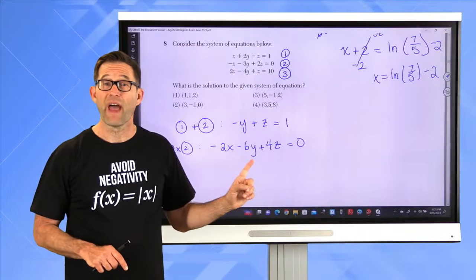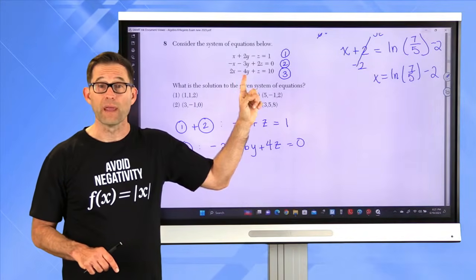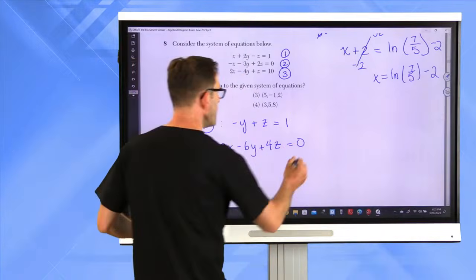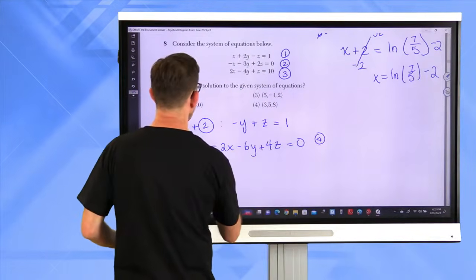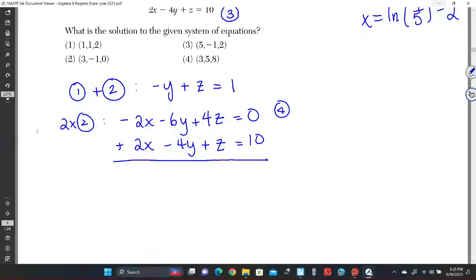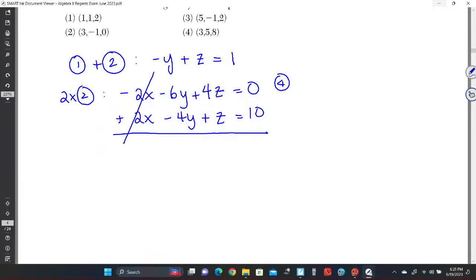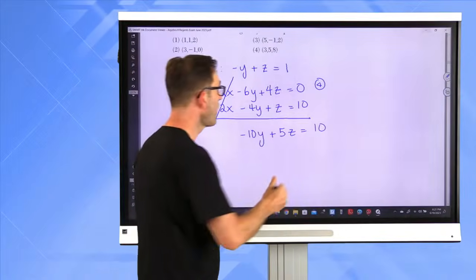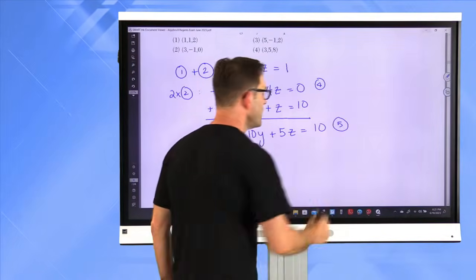Now the great thing is if I add this equation to equation 3, maybe I'll call this one equation 4. So if I add equation 4 to equation 3, let me put equation 3 just down here so we can see it a little bit better. Right? Now if I add these 2 together, what's going to happen is negative 2x and 2x will cancel. This will become negative 10y. This will become 5z. And this will become 10. All right, and maybe I'll call this equation 5.